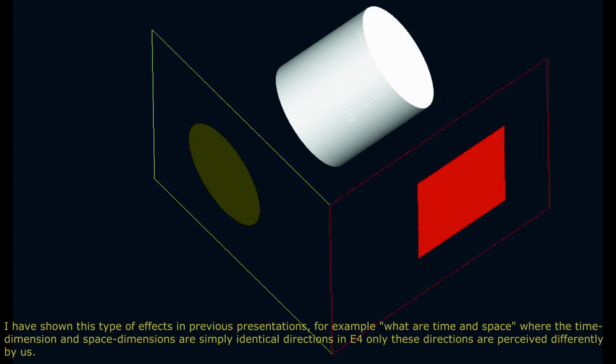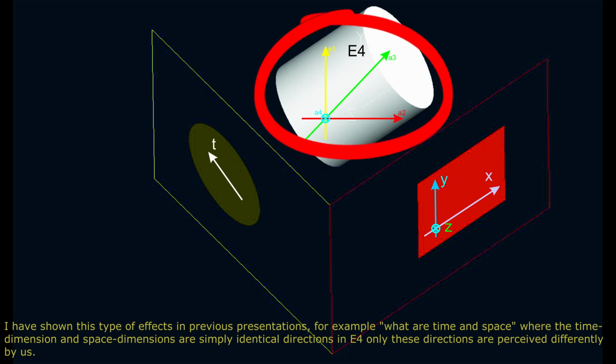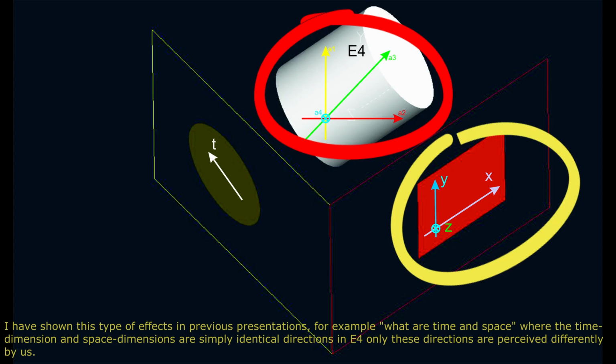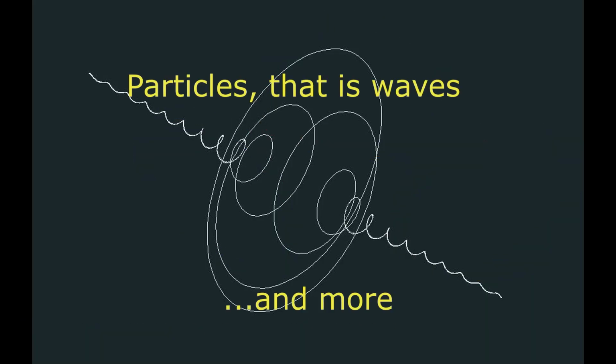I have shown this type of effects in previous presentations. For example, what are time and space, where the time dimension and space dimensions are simply identical directions in E4. Only these directions are perceived differently by us. So, let's look for a common denominator for the motion of bodies and waves. Particles, that is waves and more.